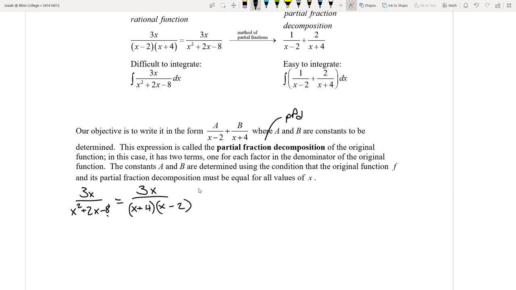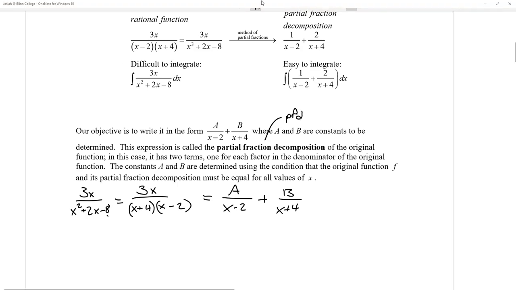So we know that this should be equal to a constant over x minus 2 plus a constant over x plus 4. The reason we know this to be true is that each denominator is degree 1, and we know we're supposed to end up with a proper fraction, where the degree of the numerator is lower than the denominator. So if the denominator is degree 1, then the numerator must be degree 0, which is a constant.